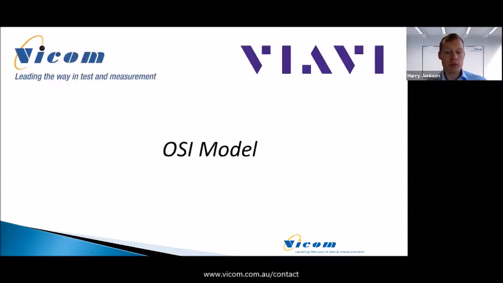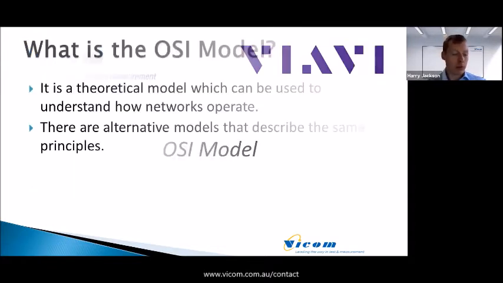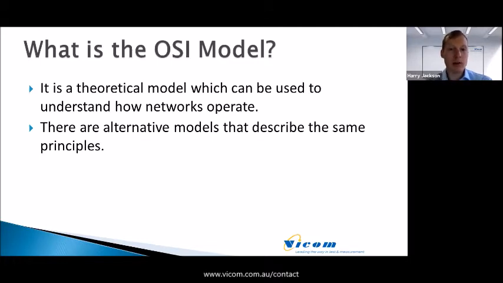Okay, so the OSI model first up. So what is the OSI model? Well, basically it's a theoretical model which can be used to help understand and interpret how a network essentially operates and functions. It's pretty universally accepted worldwide as a 7-layer model, which can be used to describe how networks operate and function, and details what protocols are applied and utilized at different layers.